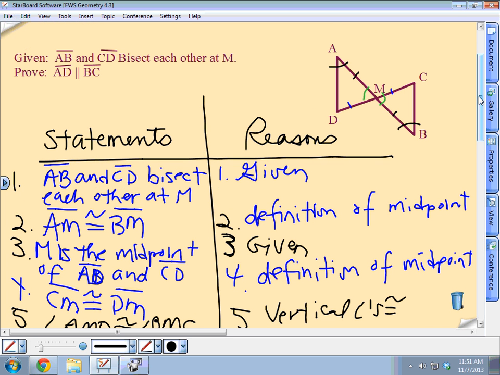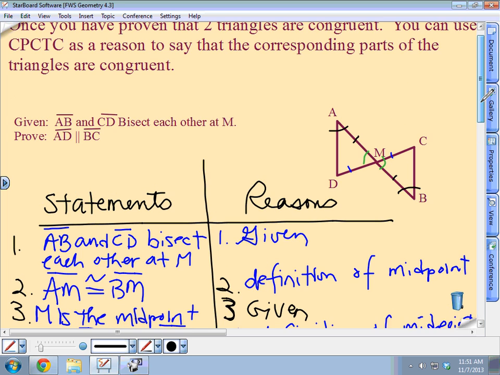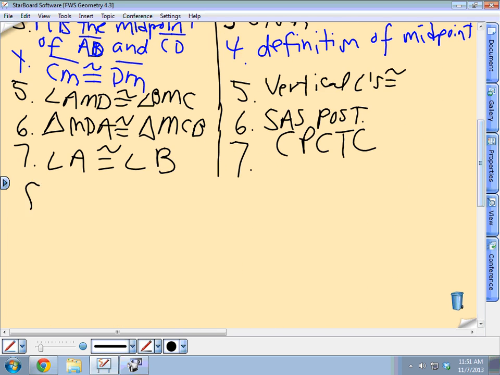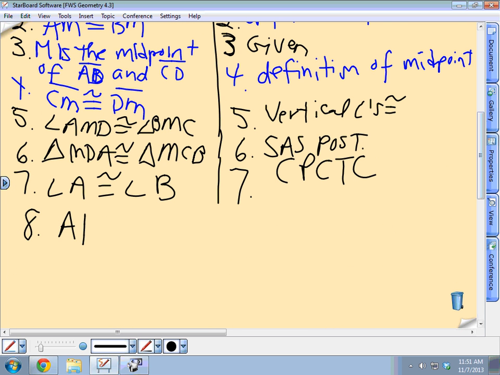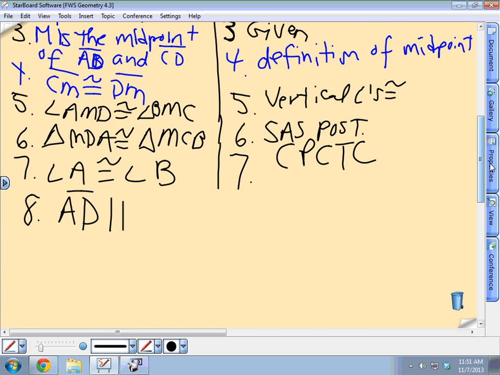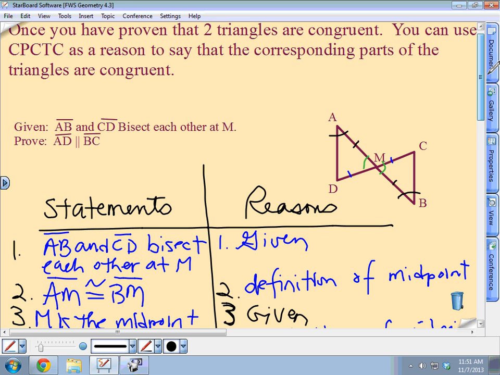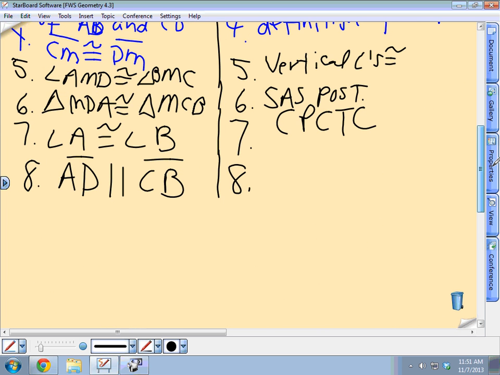Now, because you have those two angles, which are alternate interior angles of this transversal and those lines, you can say that AD is parallel to CB. And what's the reason for that? Two lines are cut by a transversal, and the alternate interior angles are congruent. So if you have two congruent angles and a transversal, that means those lines must be parallel.